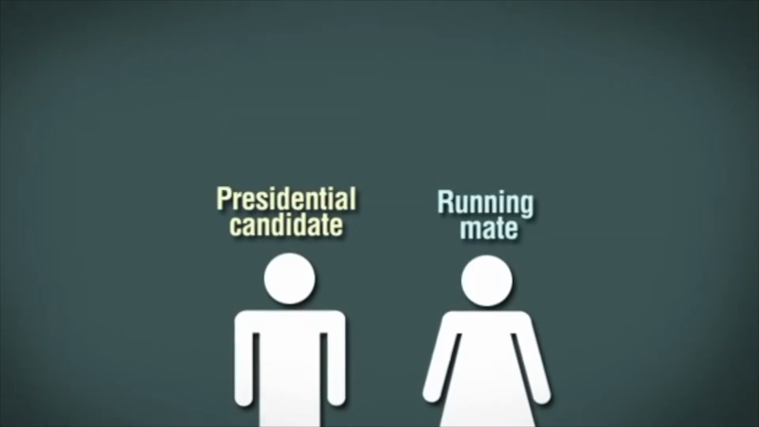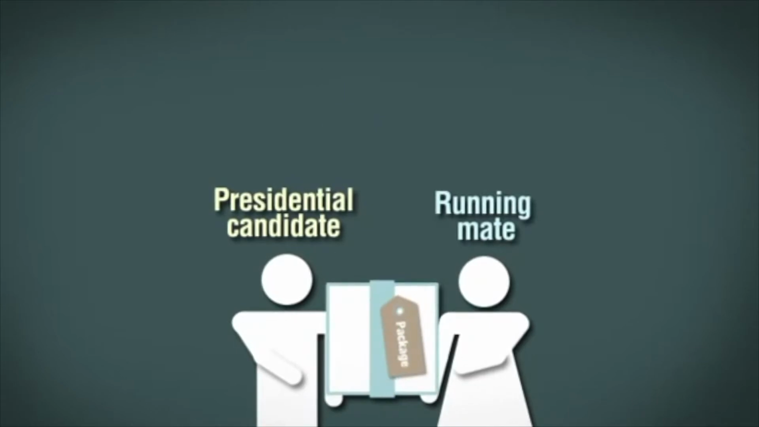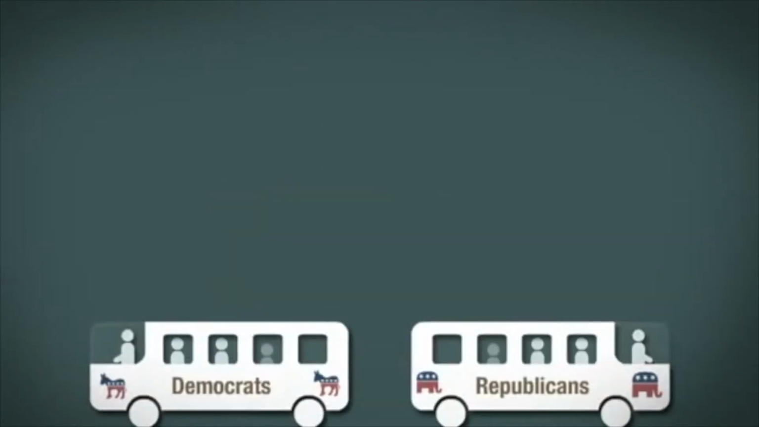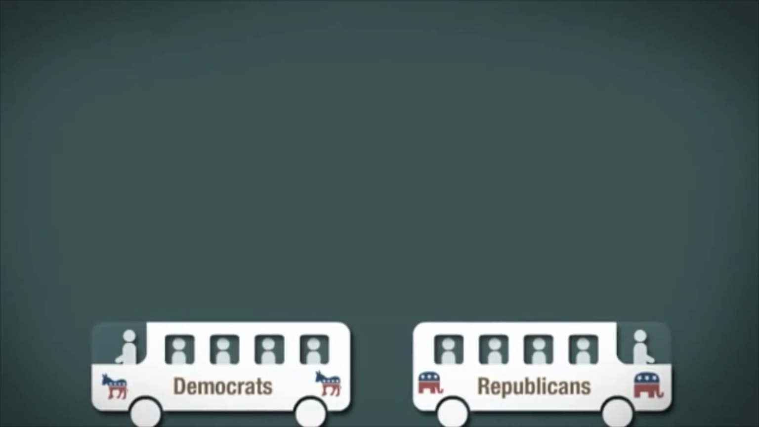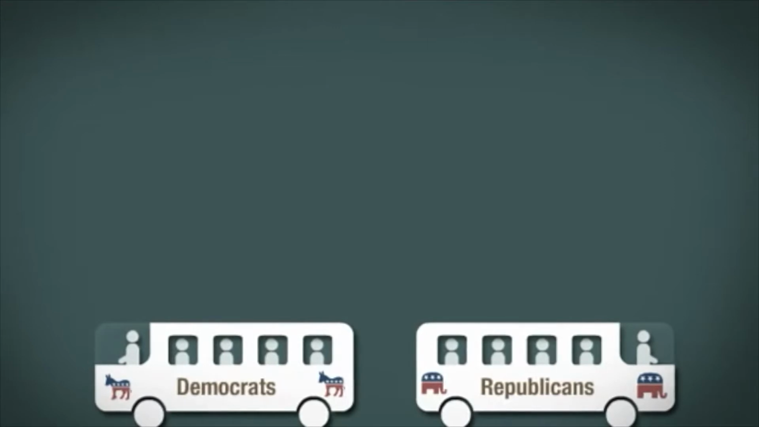Presidential candidates usually choose someone with different areas of skill or knowledge, so they present voters with the best package. Together, they're known as a ticket. Presidential candidates from both parties then start out on massive election campaigns to gain as much voter support as possible.